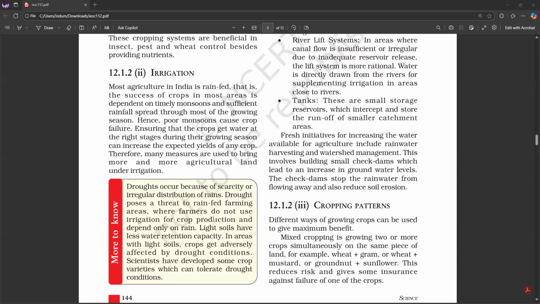More to know. Droughts occur because of scarcity or irregular distribution of rains. Drought poses a threat to rain-fed farming areas where farmers do not use irrigation for crop production and depend only on rain. Light soils have less water retention capacity. In areas with light soils, crops get adversely affected by drought conditions. Scientists have developed some crop varieties which can tolerate drought conditions.